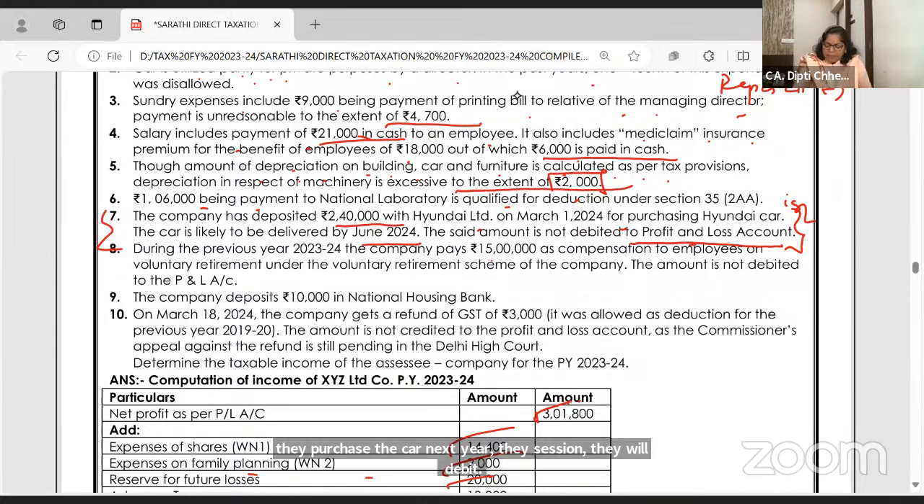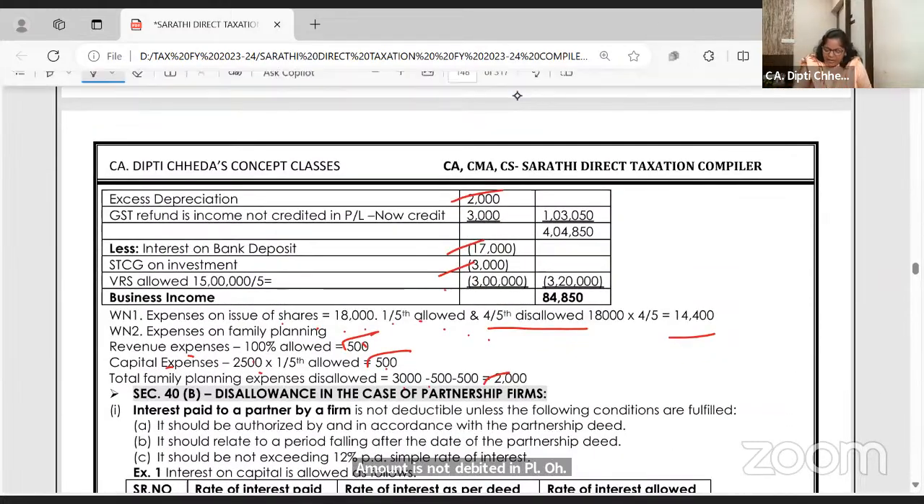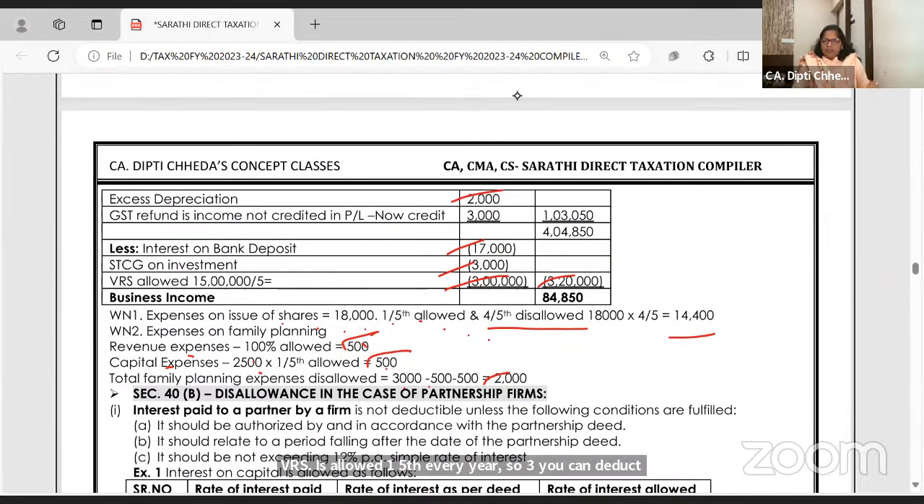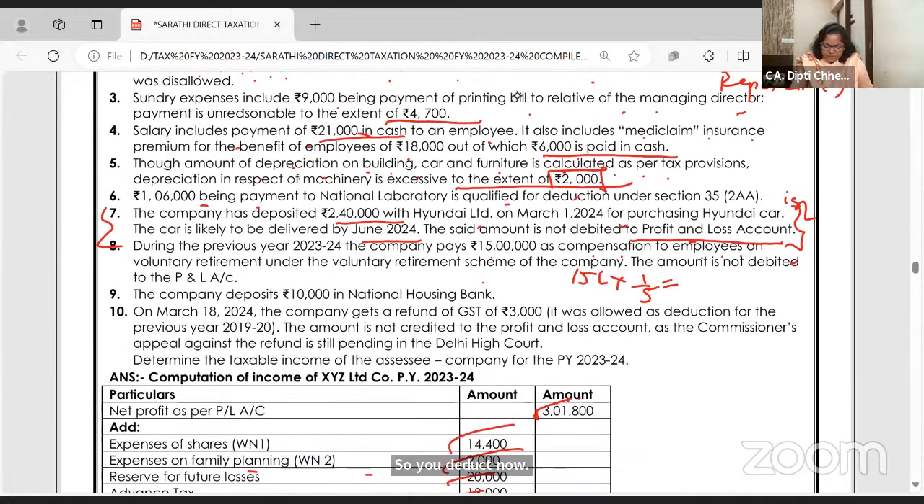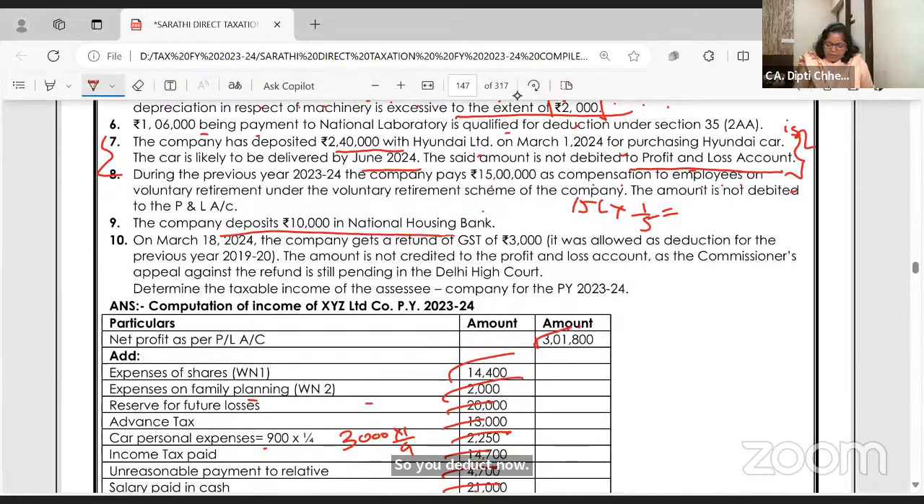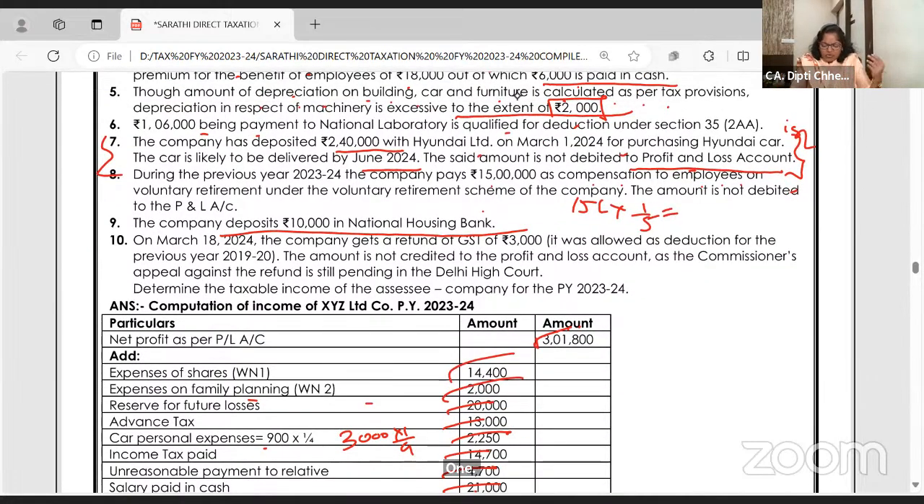Now the next one. During the previous year, the company pays 15 lakhs as compensation to employees on VRS. The amount is not debited in P&L. VRS is allowed 1/5 every year. So 3 lakh you can deduct. You've paid VRS, you debited nothing. But VRS 1/5, 1/5, 1/5 is allowed for 5 years. So you deduct now 1/5. Next is again a deposit paid to NABARD or anything, nothing to be done.